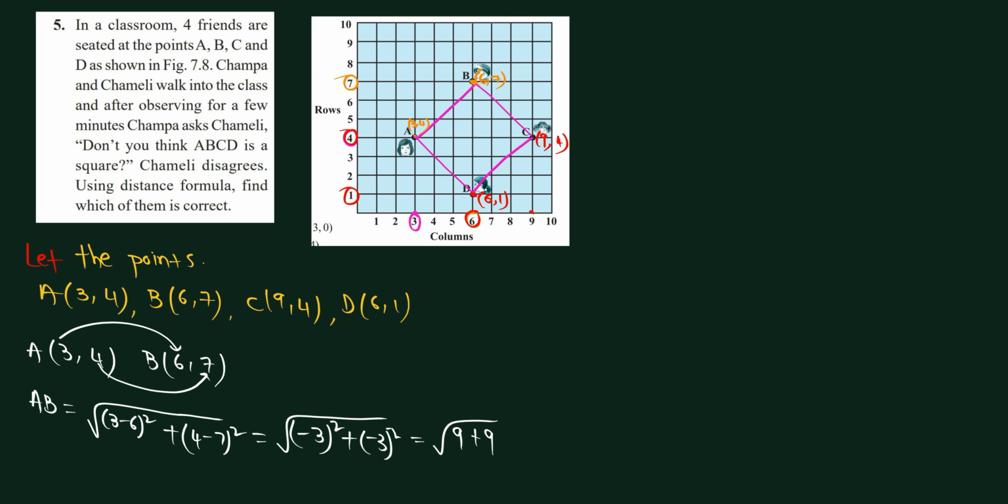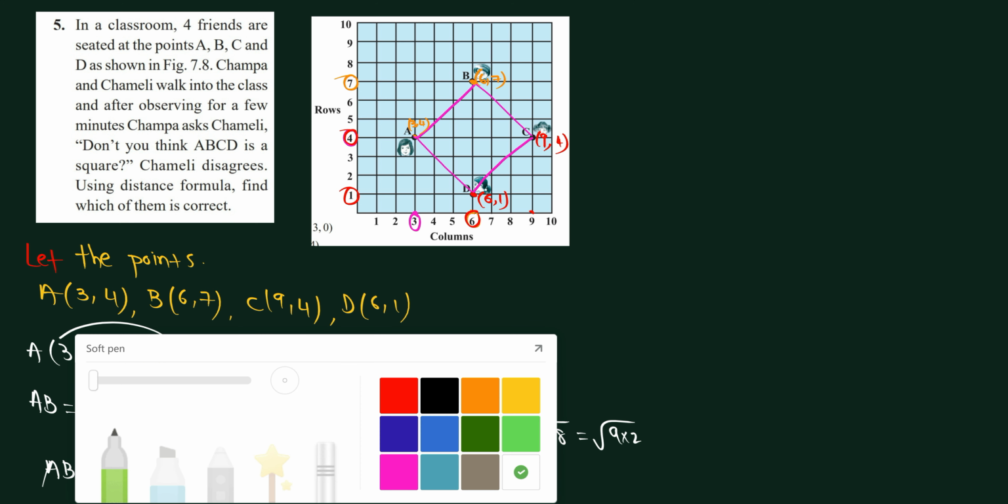Okay, what is the value of root 18? Can I write this root 18 as root 9 into 2? Then AB value, can I write now like this? Root 9 value is 3 and root 2. AB is 3 root 2. Similarly, you find the BC.